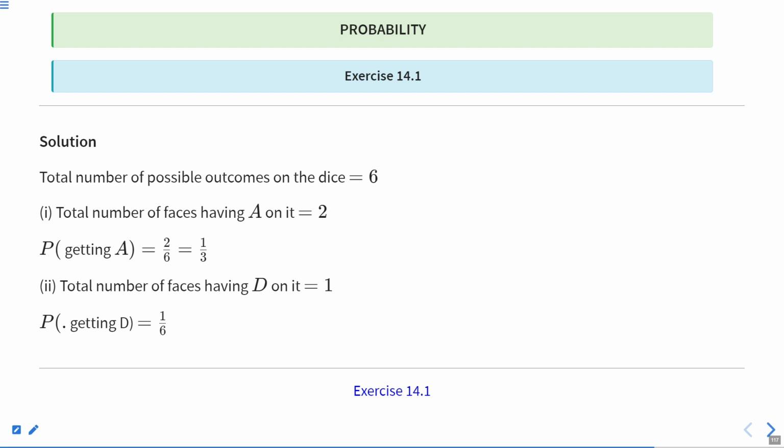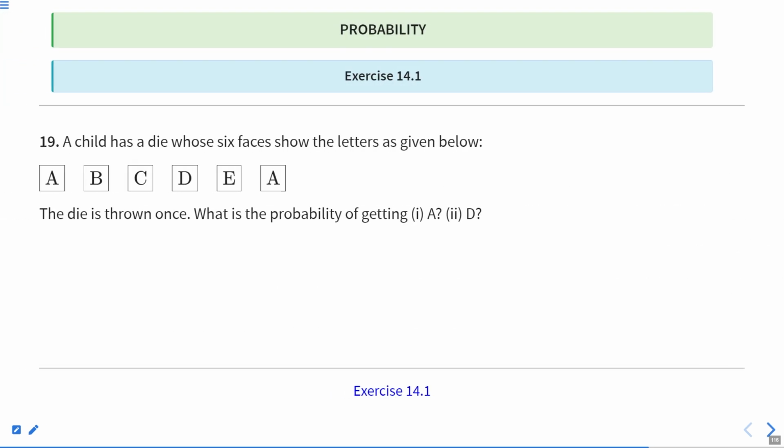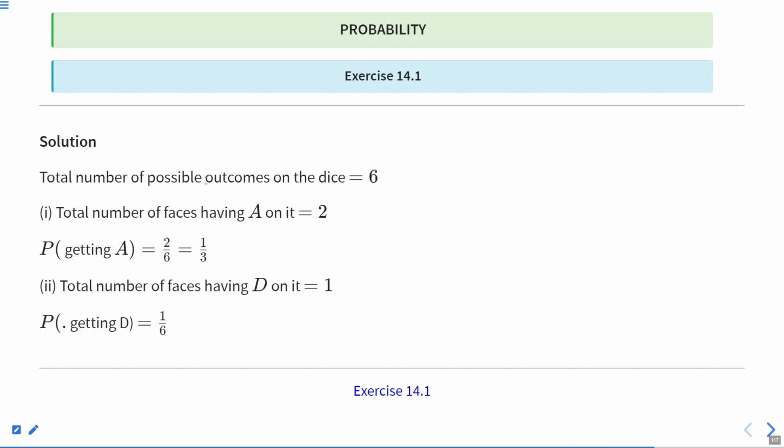And total number of faces having D is equal to 1. So now probability of getting D is equal to 1 by 6.